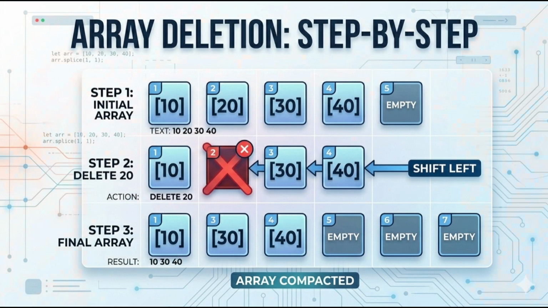Let's understand deletion. Deletion means removing an element from the array. To do this, we shift elements to the left side. For example, if we want to delete 20 from this array, we shift the remaining elements to the left side and the array becomes compact again. Here I am showing the step by step positions. Initially we have the total array of 10, 20, 30 and then 40. At the second step we are deleting 20, so all the values after 20 move to the left side. Then the final array will be 10, 30 and then 40.